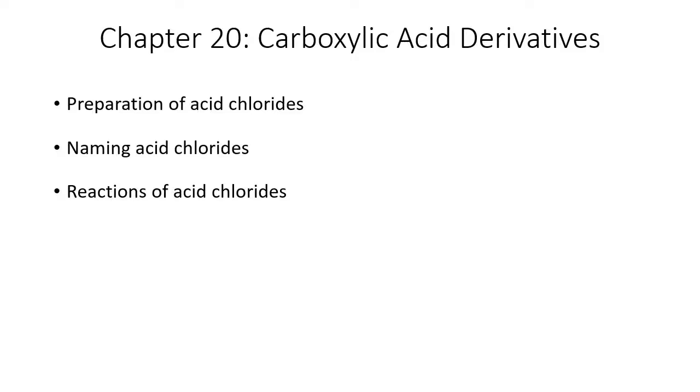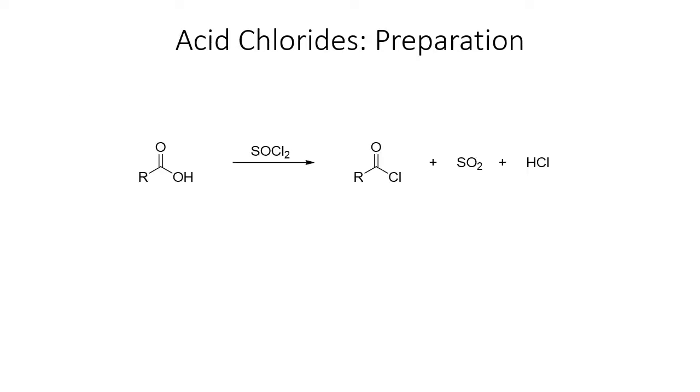This video will focus on acid chlorides, including their preparation, naming, and reactions. Acid chlorides can be prepared from carboxylic acids using a reagent called thionyl chloride, or SOCl2. Now, we saw this reagent previously in Chapter 12.